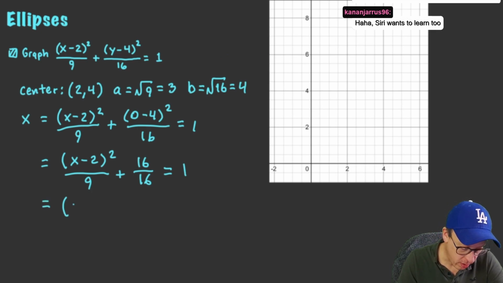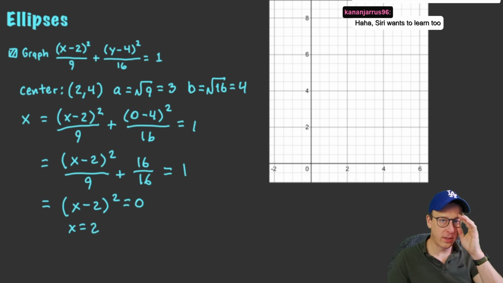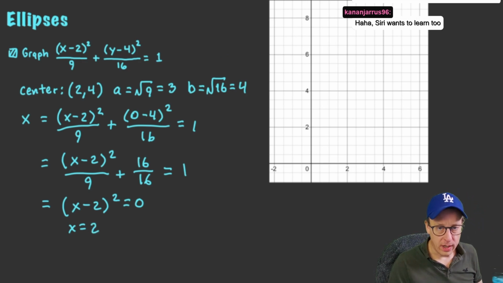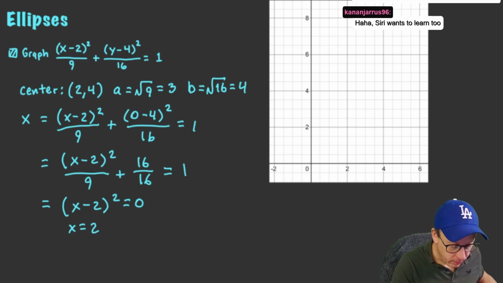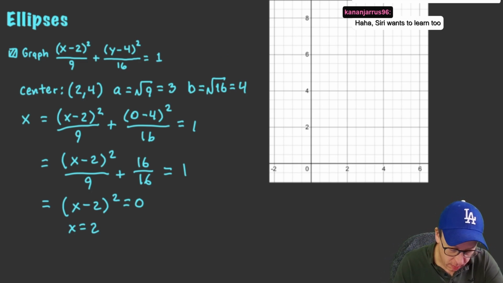This is going to then give us x squared, like that, is equal to 0. And then we just multiply by 9, and that gives us x is going to be equal to 2. And so we can go and plot that point. So let's grab it and do it. Okay, so our x-intercept is going to be 2. So we know that we are going to have a point that is right there. And there are just multiple different ways of figuring this out.